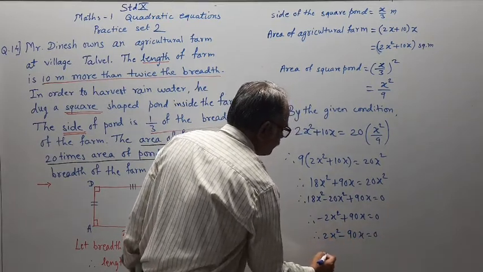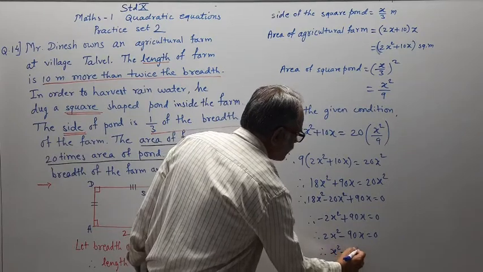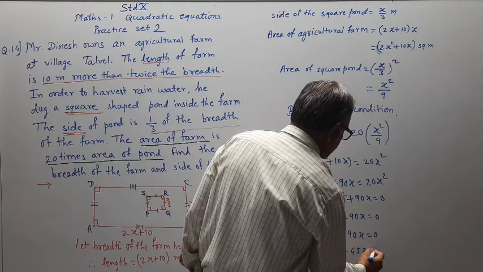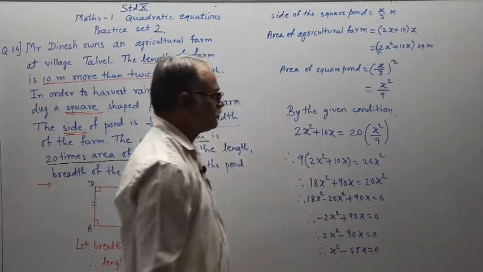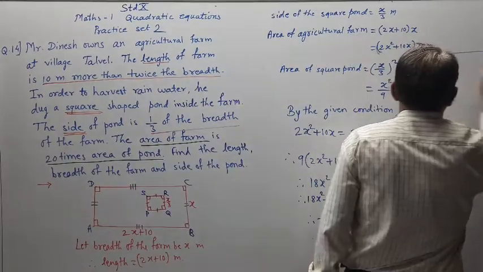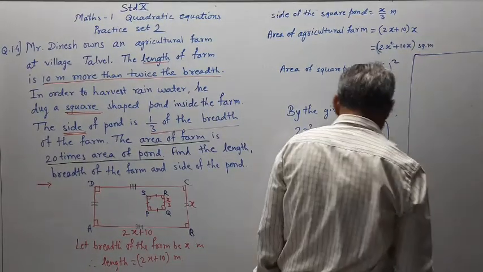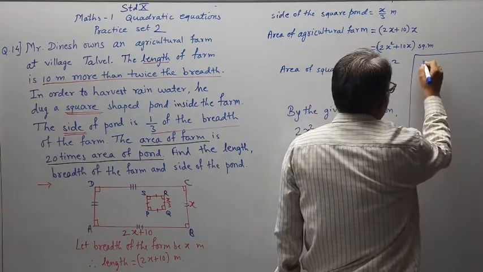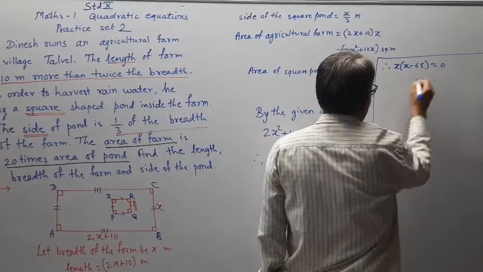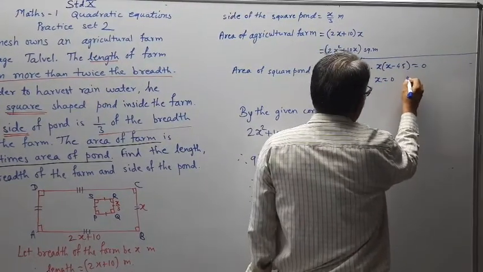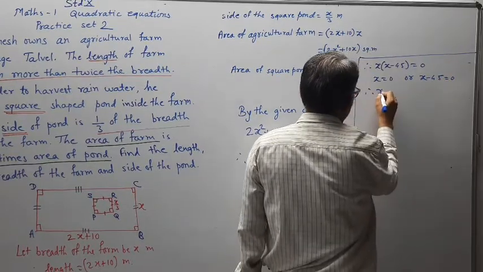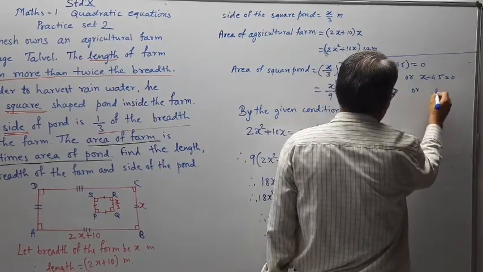Dividing by 2, x square minus 45x equal to 0. Factorize, x common: x into x minus 45 equal to 0. So x is 0 or x minus 45 is 0. So x is 0 or x is 45 meter.